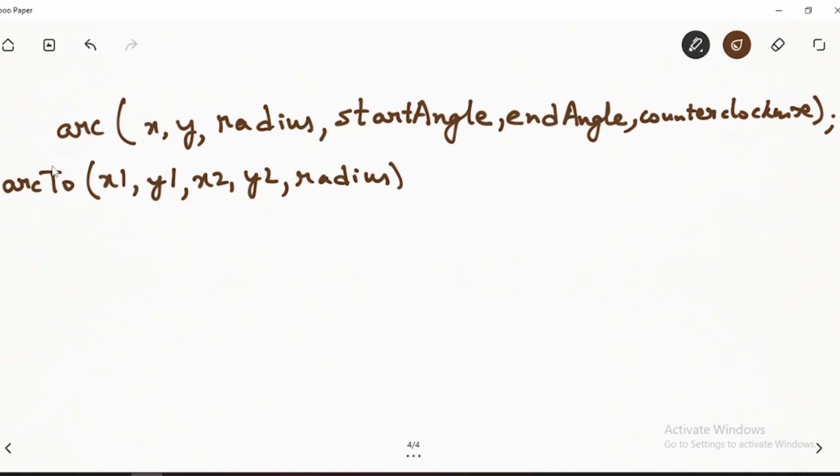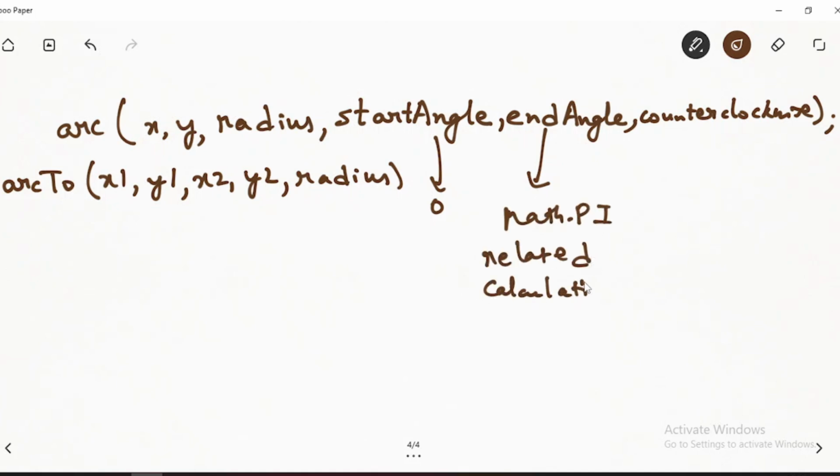Next is the arcTo method. There we have coordinates of the start and the end point, that is x1, y1 and x2, y2 respectively, followed by the radius. Now for the start angle we normally have 0 degrees, followed by the end angle, which is Math.PI related calculations. Now let's go ahead.